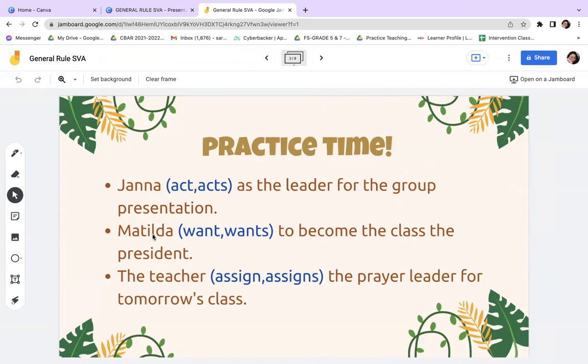Next one, we have: Matilda wants to become the class president. You have 5 seconds to answer the second one. Okay, next one we have: the teacher assigns the prayer leader for tomorrow's class.